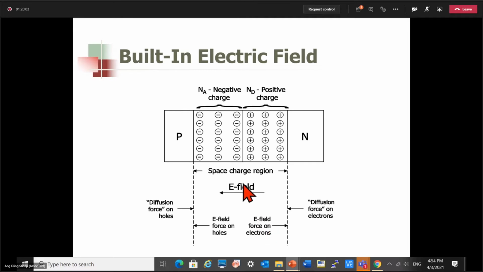For the electrons, the electric field will exert an electrostatic force in the opposite direction to the electric field. So in other words, the built-in field, we call this the built-in field. It forms naturally due to the formation of the p-n junction. The built-in field would serve to retard the diffusion of holes from P to N, as well as the diffusion of electrons from N to P. It serves as an opposing force, right? Trying to push back the diffusing carriers.